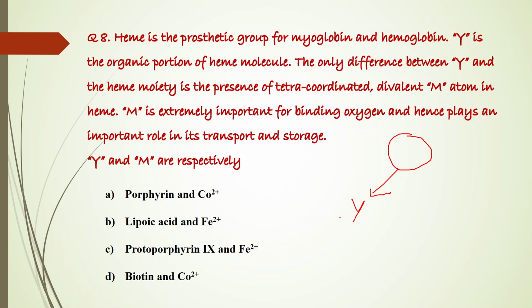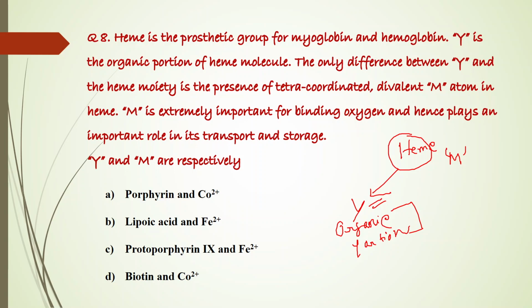Y is the organic portion of the heme molecule. The only difference between Y and the heme moiety is the presence of a tetra-coordinated divalent M atom. So it states that this heme moiety consists of a metal ion, written as M, and another part, given as Y, that is the organic part.